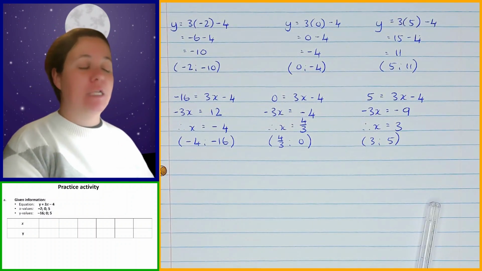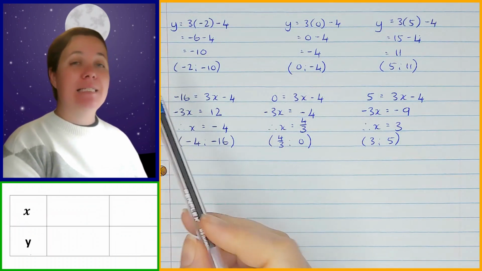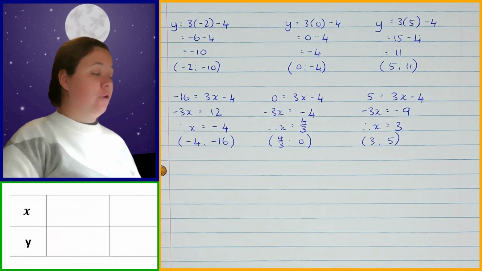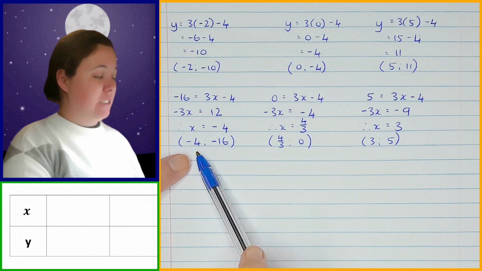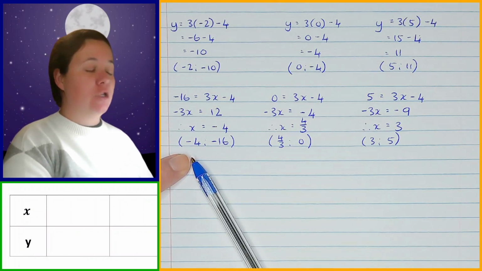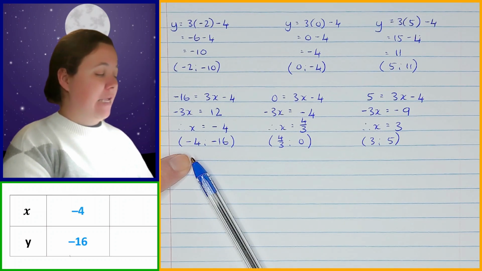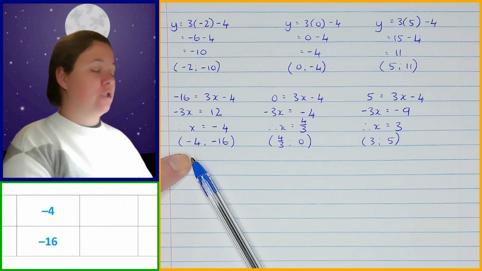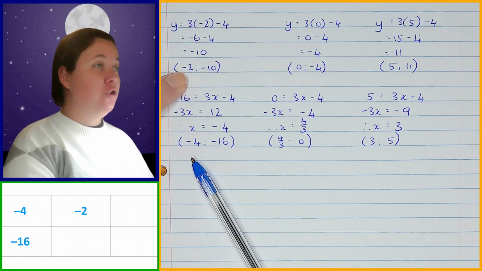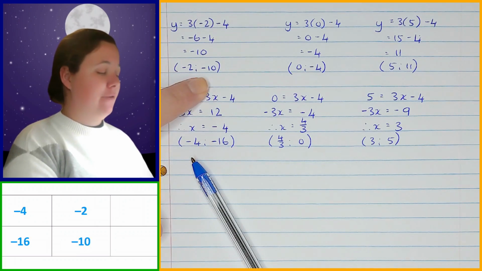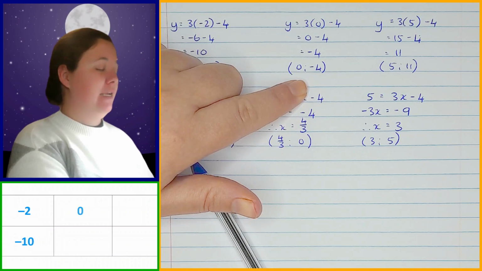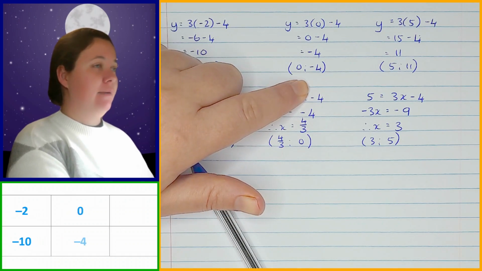Right, so let's put it into a table. Now remember, we need to put them in ascending order of x, in increasing order of x. So the first one is going to be this one, which has the smallest x value. So it's negative 4 for x and negative 16 for y. Okay, then our next one is negative 2 for x and negative 10 for y. Then our next one is 0 for x with negative 4 for y.